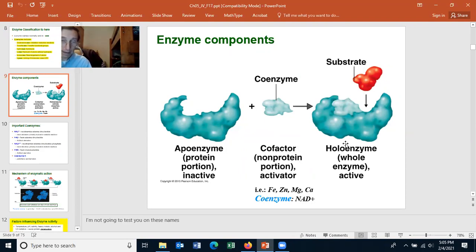A coenzyme is a biological molecule, like a protein, that adds to the enzyme. There are a few common coenzymes which I'll show you in the next slide. One of them is NAD+. That gets together with the enzyme to make it complete. And a cofactor is usually an ion of a metal, like iron or zinc or magnesium. Even calcium is a metal. So cofactors are simpler and smaller. A coenzyme is a biological molecule.